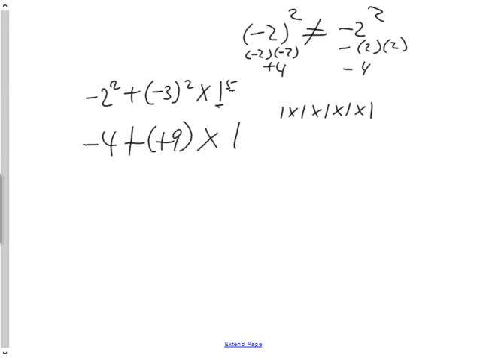Now we have simplified our exponents. We have two operations left. The first one I'm going to do is multiplication. Don't forget BEDMAS. Sorry, that's negative 4 plus positive 9. 9 positives and 4 negatives make positive 5, which is your answer.